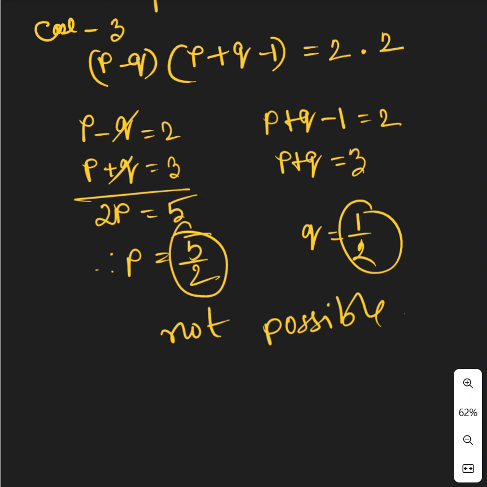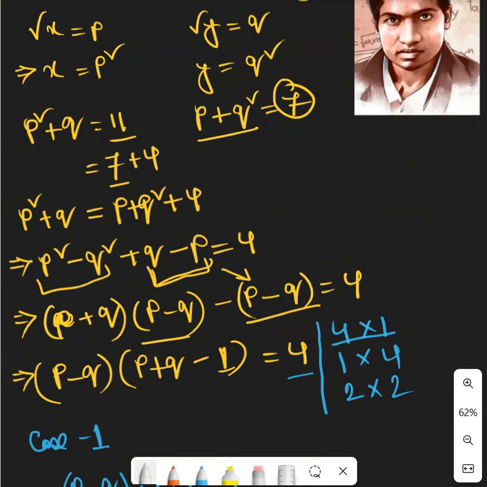Now we already have got the values of P and Q, which are integers, from case number 2. So in case number 1 and case number 3 we could not find the values, but in case number 2 we have got the values of P and Q, which are 3 and 2. So here the value of P is 3 and of course Q is 2.